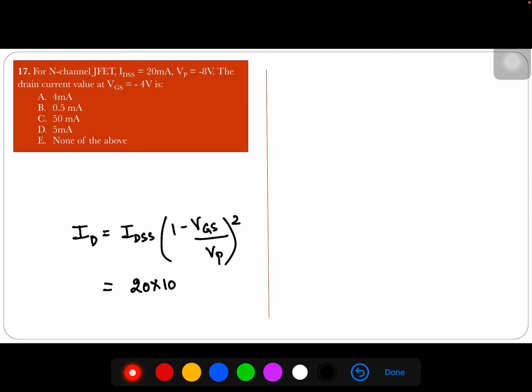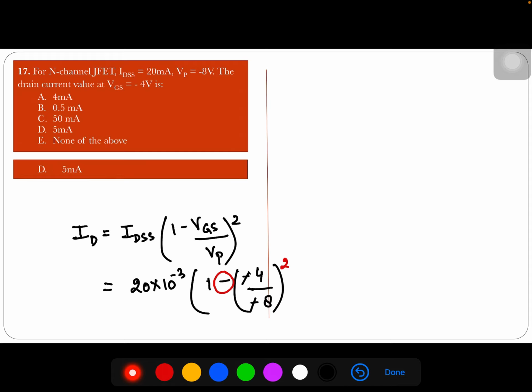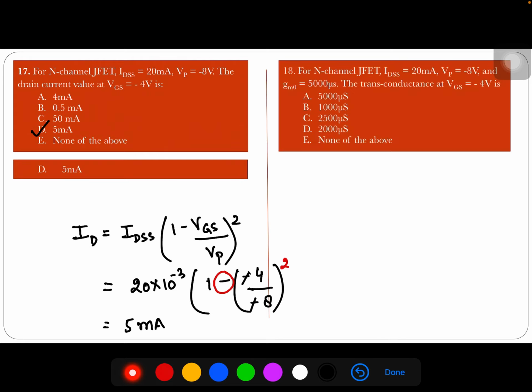IDSS is given to you as 20 milliampere. Don't forget to expand it. 1 minus minus 4 upon minus 8. So this minus and minus will get cancelled out, and this minus will remain as it is. Then whole square. When you solve it through your calculators, you will get the answer as D, that is 5 milliampere. Just verify your answers. I have already verified them. They are all correct. So 5 milliampere will come out as the answer.